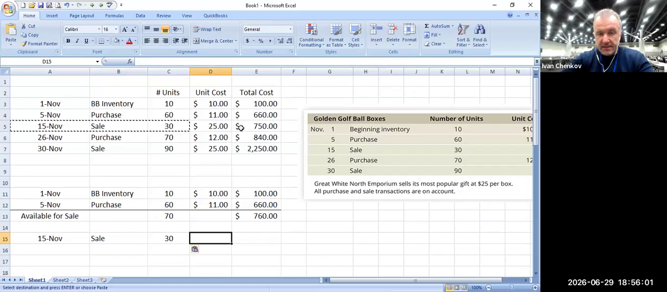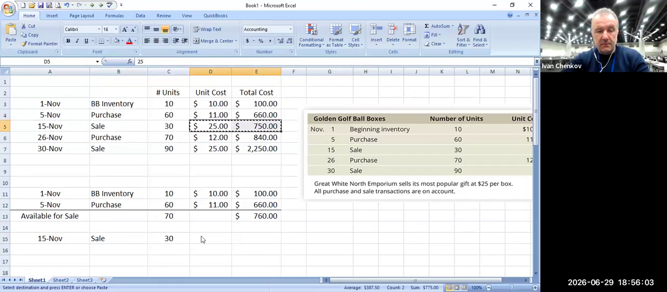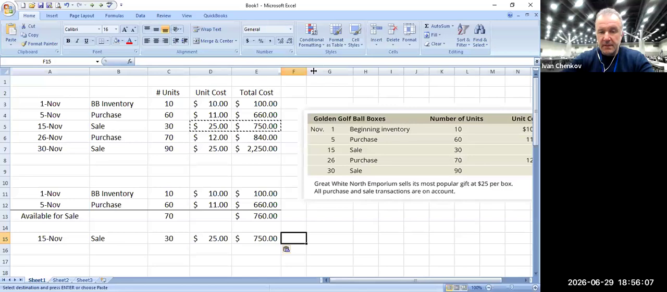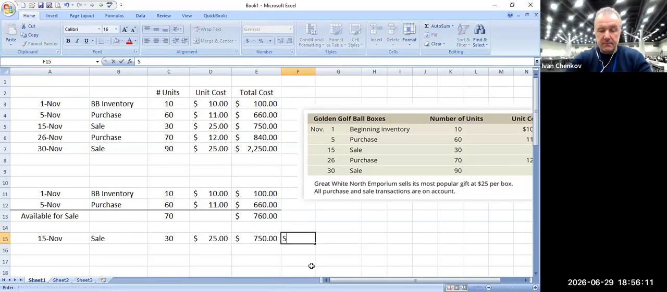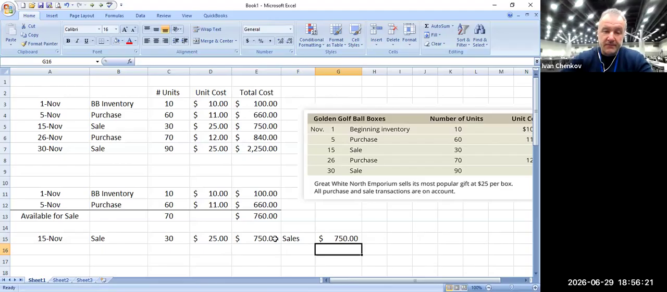We have the sales price, $25, and we have the total sales. But this one helps us only to calculate the sales. So the sales in this case will be equal to $750. That's how much we're going to charge the client. Now the question is, what's the cost of those 30 units that we sold?